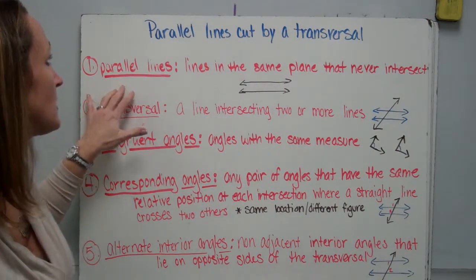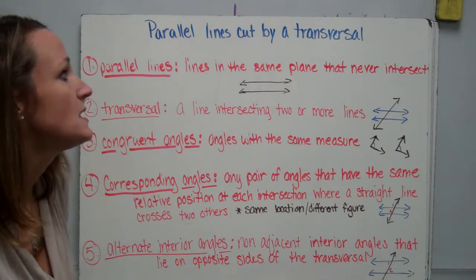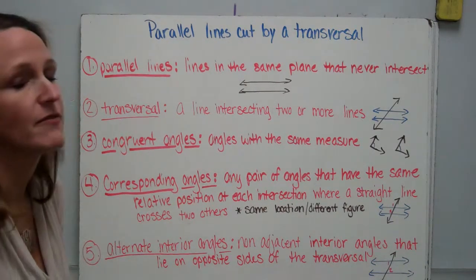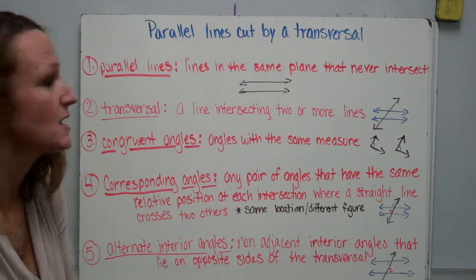So the first thing we want to talk about is parallel lines. This is two lines in the same place that never intersect. And actually, it can be more than two. So really just lines that never intersect. They're going to keep going forever, but never touch.